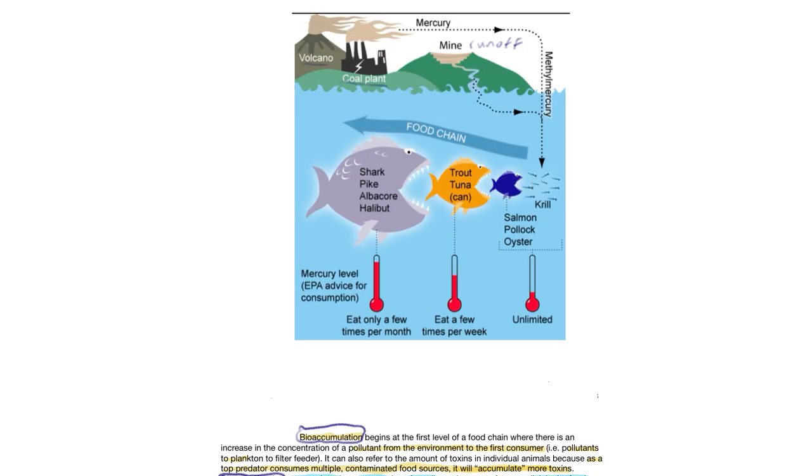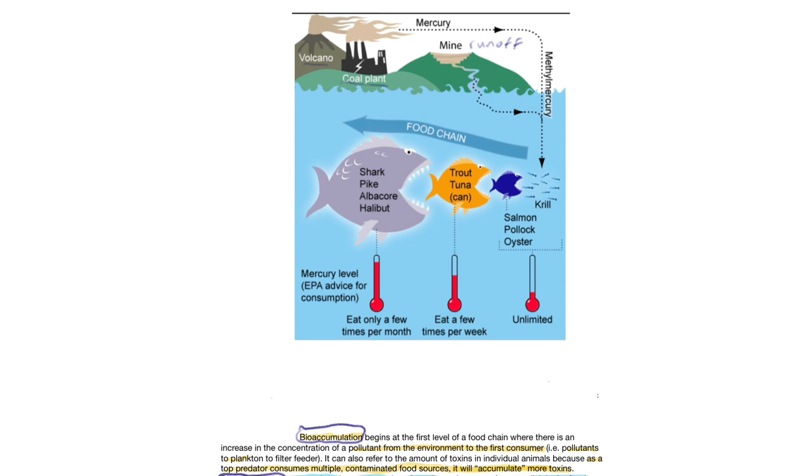Okay, so I want to go through a few classic examples of human interference that has really historically hurt some important ecosystems.